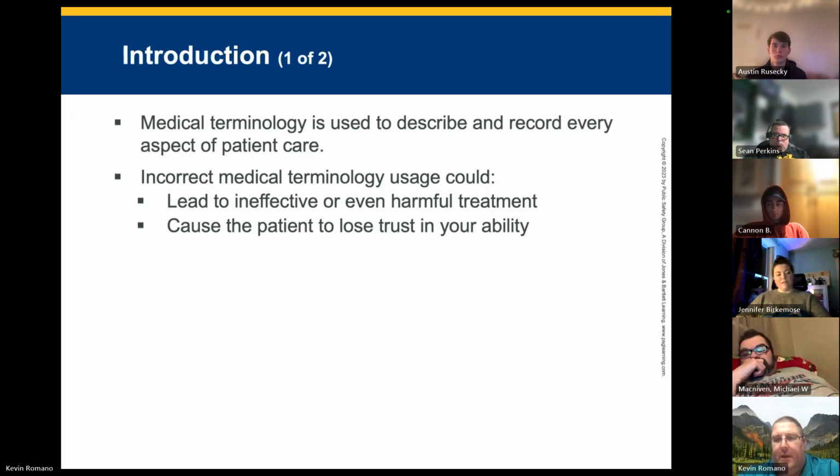Including medical history, assessment results, treatment outcomes, all the things we're looking for. This all fits in that medical terminology. And everything we learn about in medical is really derived primarily from the Greek and Latin terms. Right. So incorrect medical terminology usage could lead to ineffective or even harmful treatment of a patient. Could also cause a patient to lose trust in your ability to provide appropriate care.